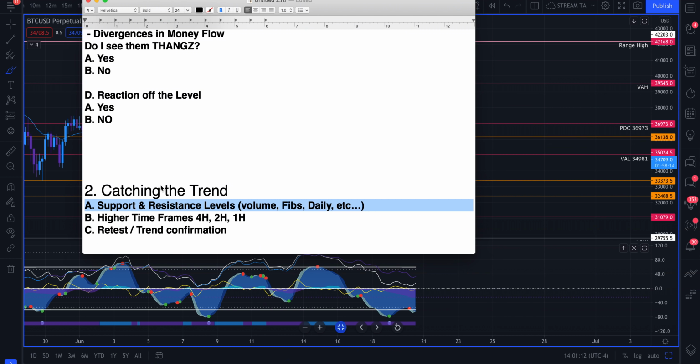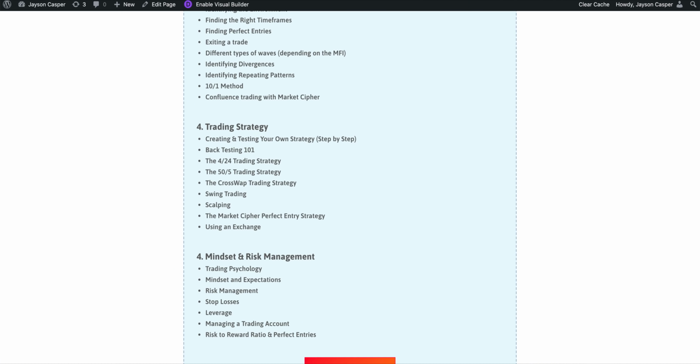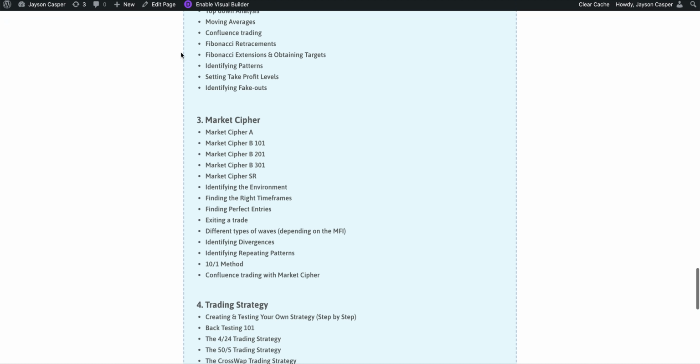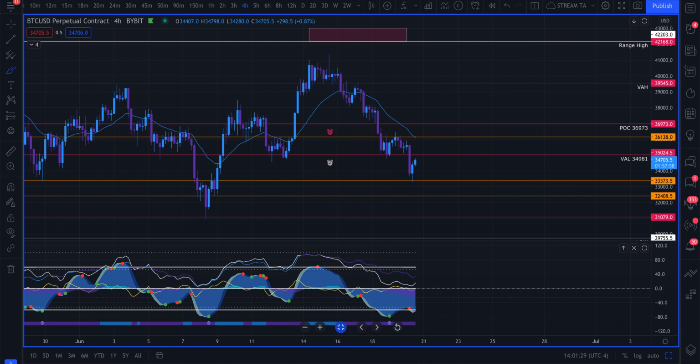So the first thing we're going to do if we're trying to catch a move in the trend is have our levels of support and resistance marked out on the chart. And again, if you don't know how to do this, check out jasoncaspertrading.com. The first, I think, 5 videos go over support and resistance and how to obtain these levels.